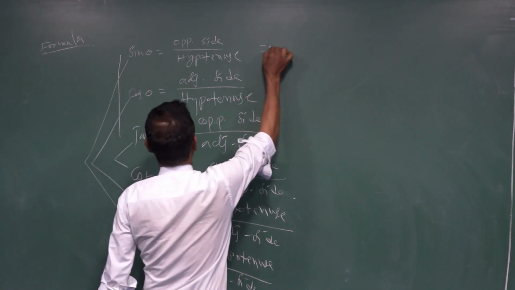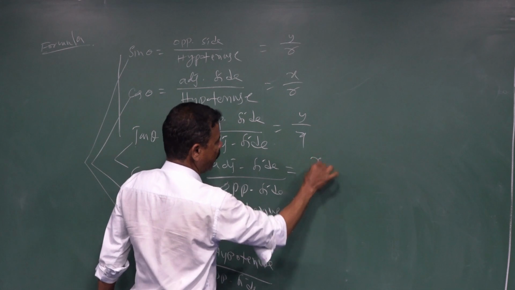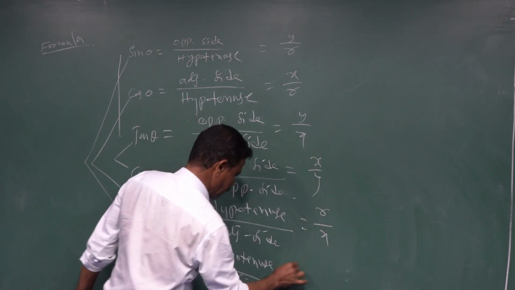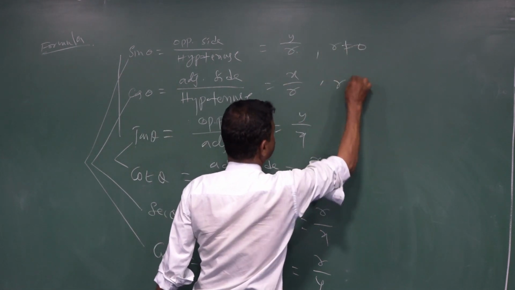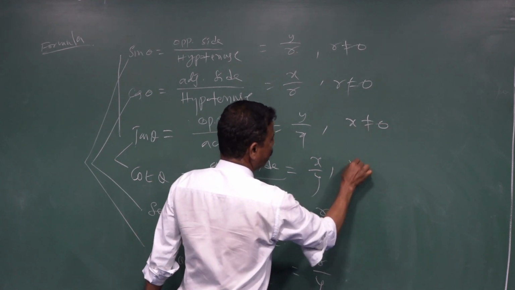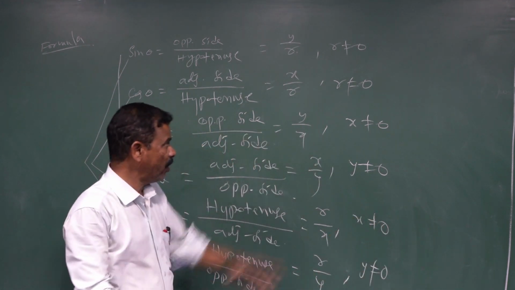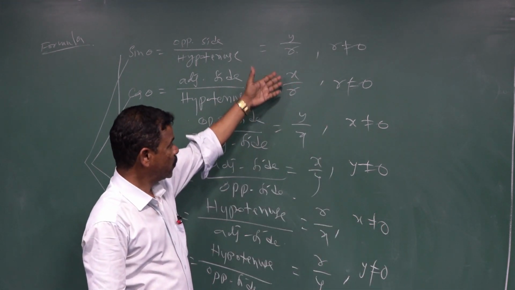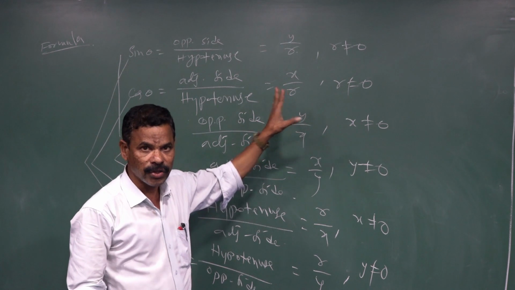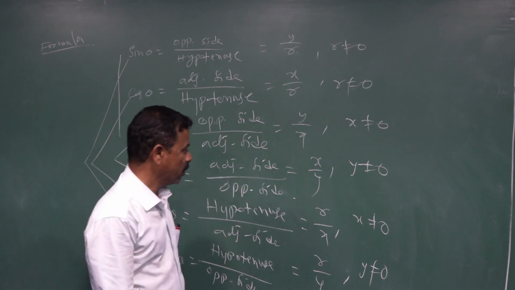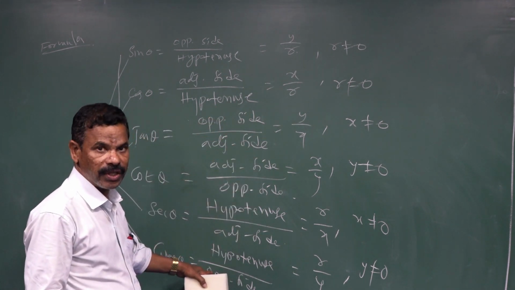So in terms of x and y, it is y by r, x by r, y by x, x by y, r by x, and r by y. Here the denominators must not be zero: r is not equal to 0, x is not equal to 0, y is not equal to 0. If r is 0, the denominator is 0, and something by 0 means infinity, so that triangle does not exist. These are the trigonometric ratios. You should always remember these six ratios.